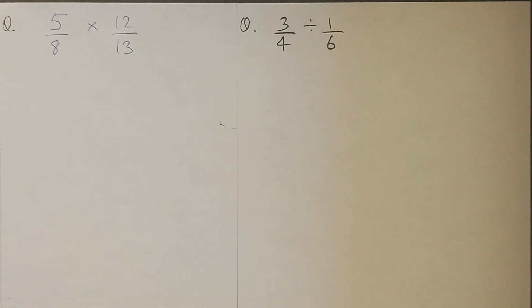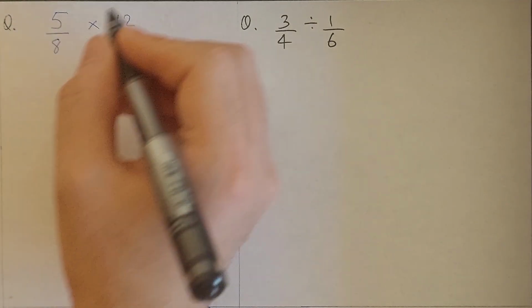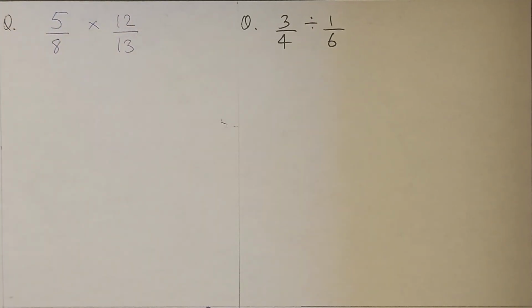When multiplying fractions, it's always a good idea to check: are there any numbers in the numerator and denominator that it is possible to simplify? If you look at 8 here in the denominator and 12 here in the numerator, they are both multiples of 4, so we can simplify them.